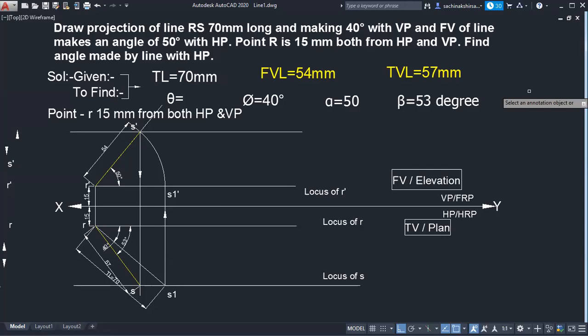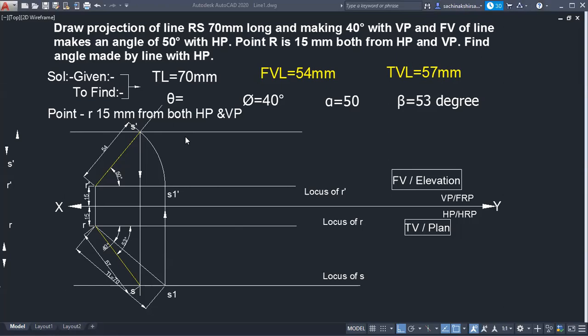Do we know the true length of the line? Whether we are knowing the true length? Yes, sir, it is given in the problem statement only. 70 mm is given in the problem statement only.